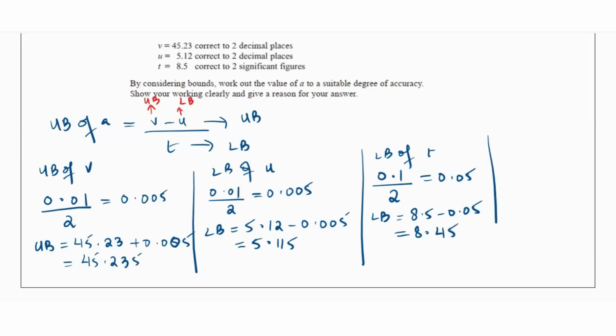Now this is for the upper bound of A. So if we calculate that over here, the upper bound of A is going to be 45.235 minus 5.115 over 8.45. That's going to give us 4.747.